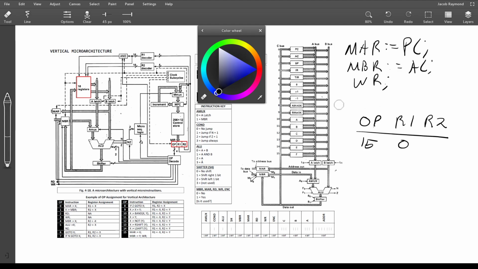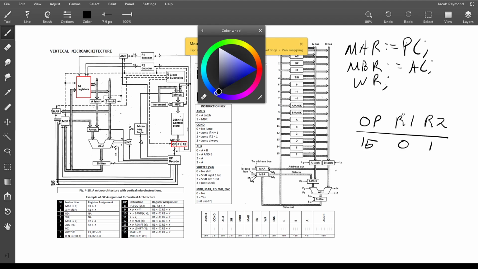Then we have MBR equals AC. Over here we have MBR equals Y. So that means AC is Y. AC is register 1, and Y gets put as R2. So that means there's going to be a 1 there. And there you go. It's the whole thing.